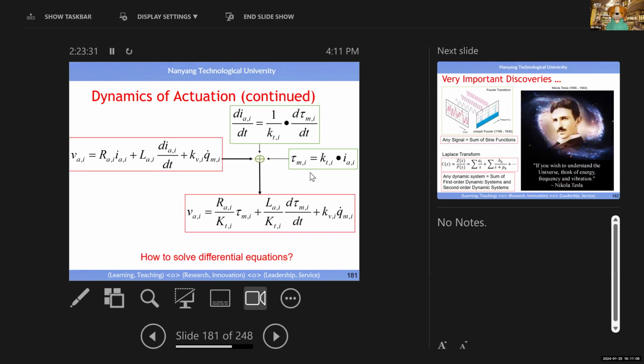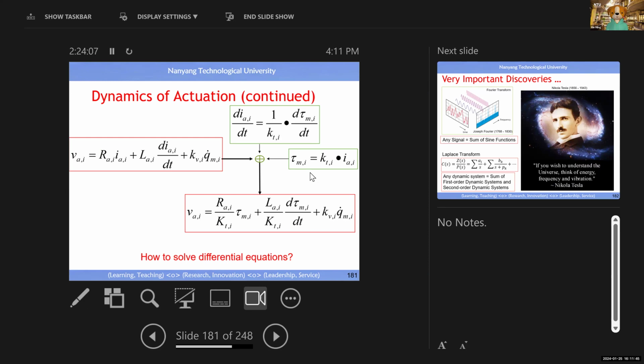Okay. Now from this voltage equation, you replace the derivative of I by this expression, replace I by this one. Then you have a relationship between voltage and torque, right? Torque, and this is the angular velocity. So basically, you can call this a mechatronic equation, because V is a parameter which represents energy in the electric domain. Tau is a parameter which represents energy in the mechanical domain, right?